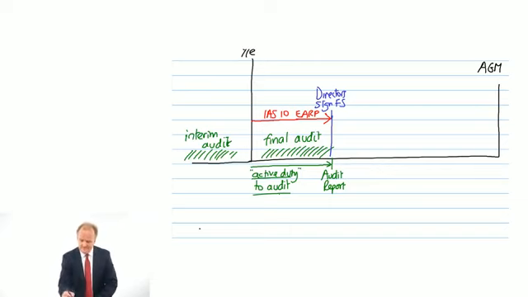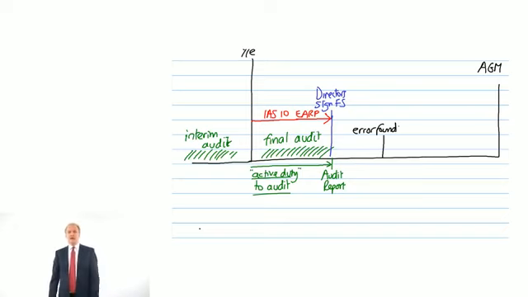The problem is, what if this happens? At some point after the directors have signed, an error is found in the accounts. Now, you're not going to find it because you've stopped auditing. You've signed the report, you have gone home.